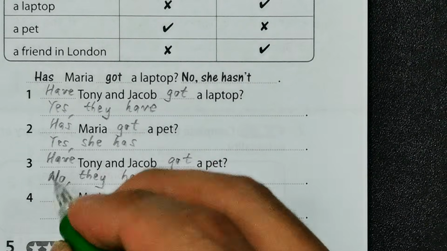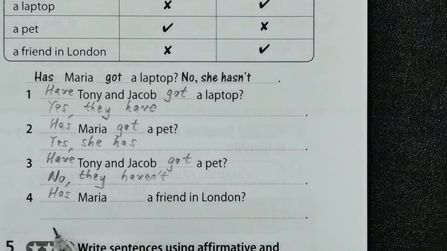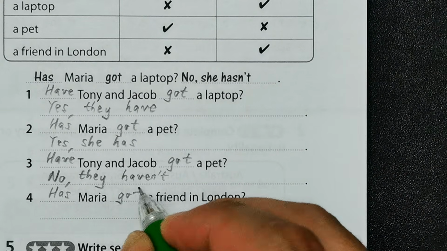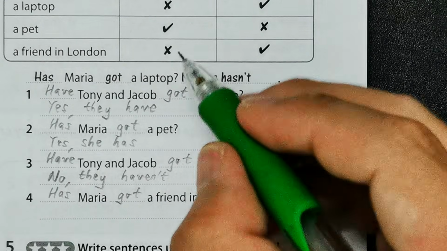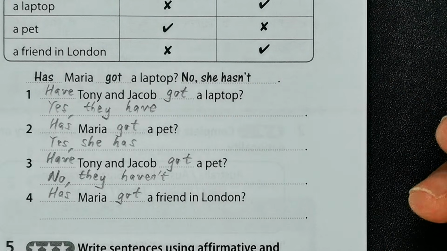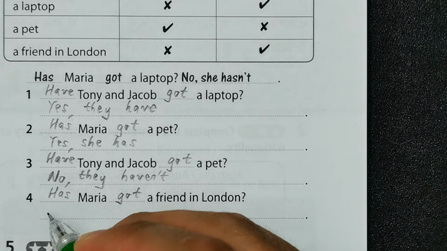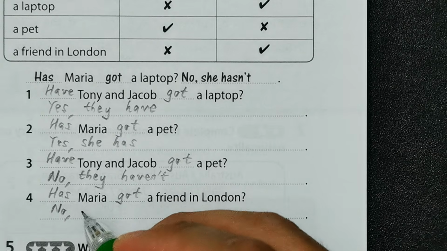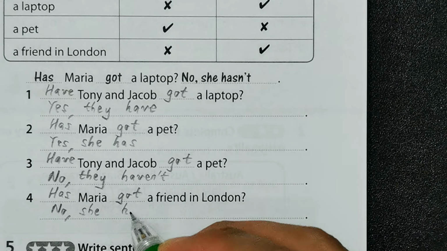And number four, Maria, single person. So has Maria got a friend in London? So a friend in London. So cross here, meaning you need to use the negative form. So the answer is no. Maria, female. So she hasn't.